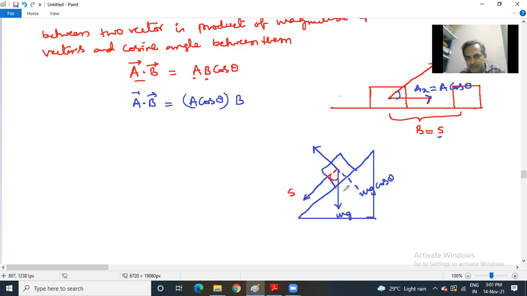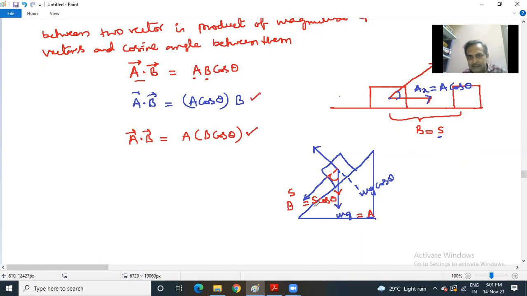The component of displacement in the direction of mg will be s cos theta. Now s cos theta is what here? S cos theta will be B. Mg will be A. Mg is weight, so it is another way, the force. Therefore it is also correct that A dot B is equal to A into B cos theta. Both ways are correct.